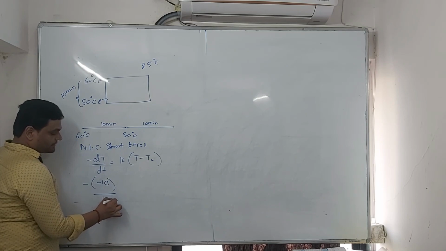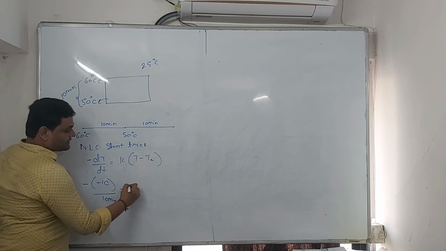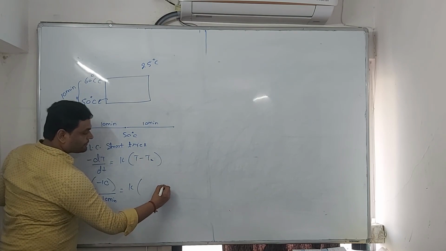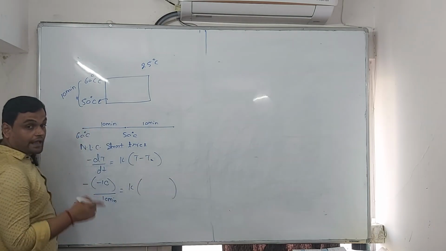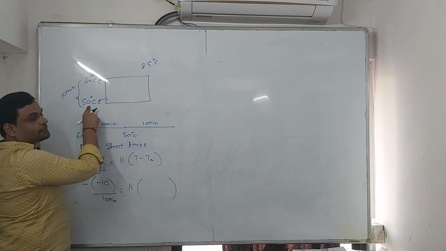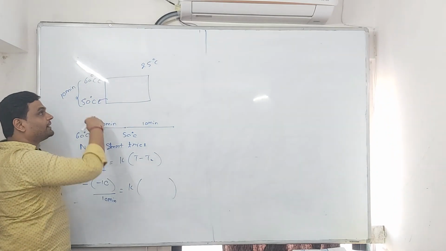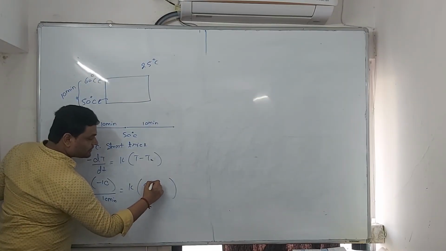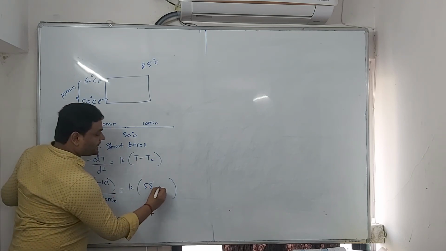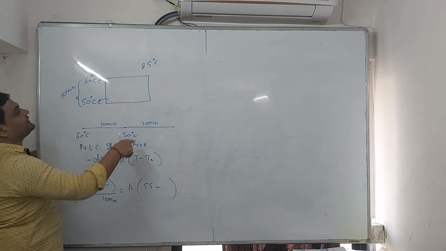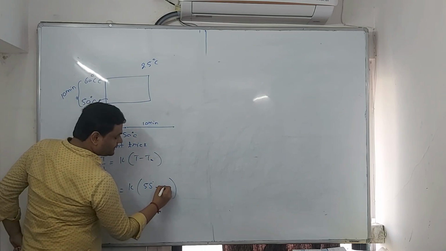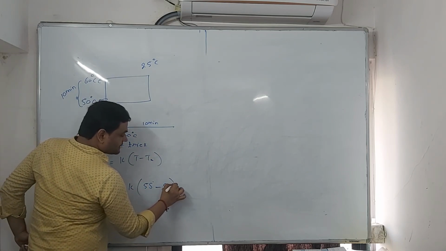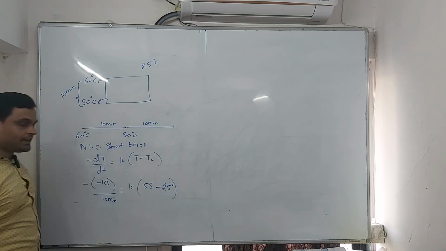Divided by dt, this is 10 minutes, equals K. This one will be the average temperature: 60 plus 50, 110, divided by 2, 55. So my dear students, this will be 55 degrees minus T naught. What is T naught? T naught is the 25 degrees centigrade. Is this part clear?